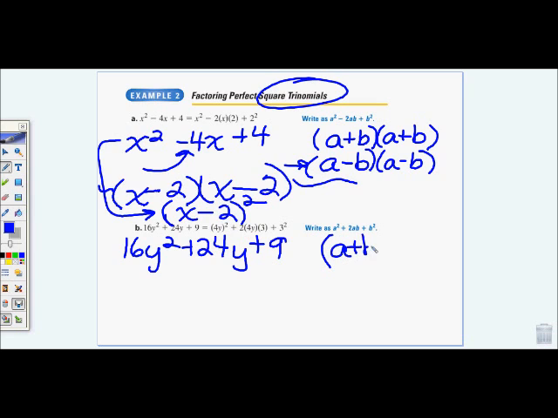A plus B times A plus B, or A plus B squared. We're going to jump right away to that advanced one here. Okay. So if that is the case, this is my A term. And then what's my B term? 9. That's going to be my other term.